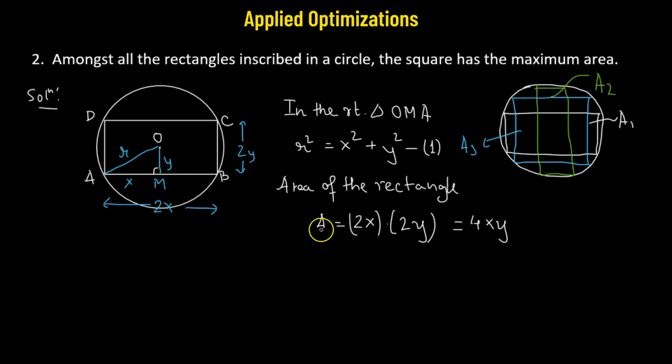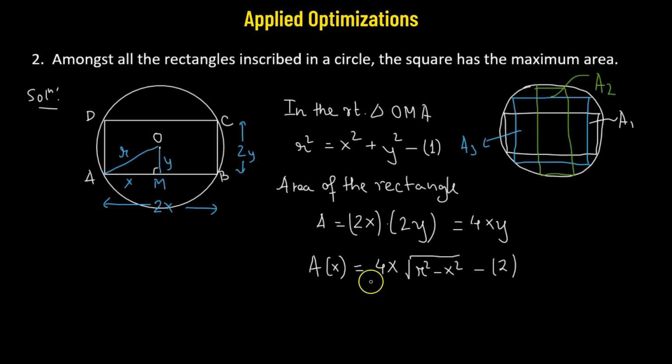Now, our area, which we have to optimize here, is a function of two variables, x and y. We have to omit one of the variables and convert it to a function of a single variable. For that, we can use equation number 1. All we have to do is replace the value of y and write it in terms of x. So that means our area, which will now be a function of x, can be given by 4x times the square root of r squared minus x squared. So this is our area function. Let's call it equation number 2.